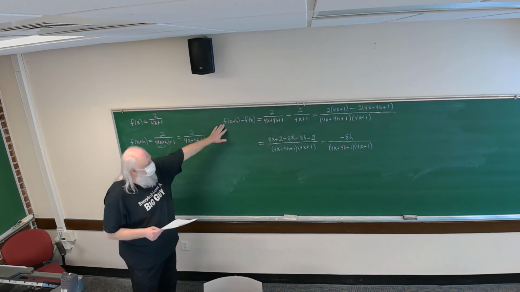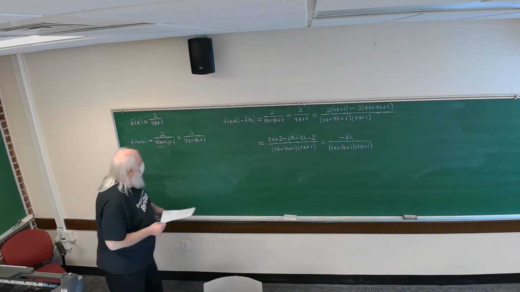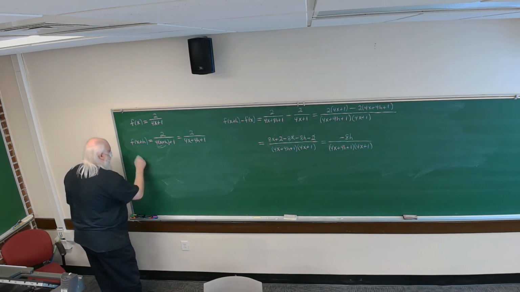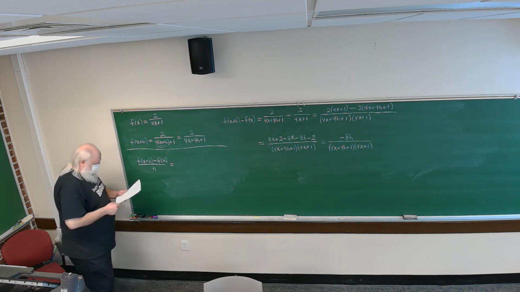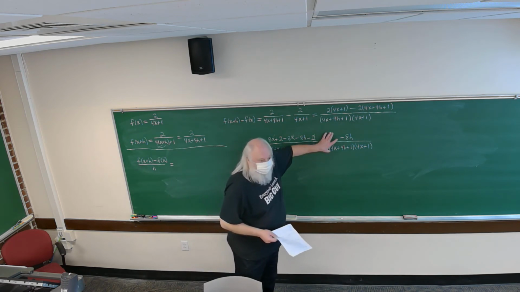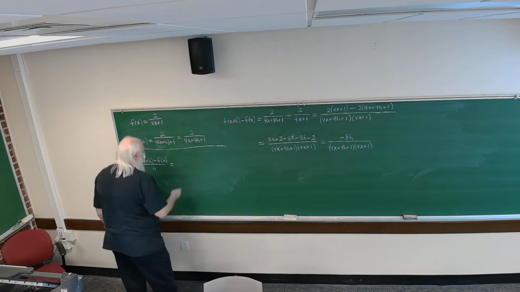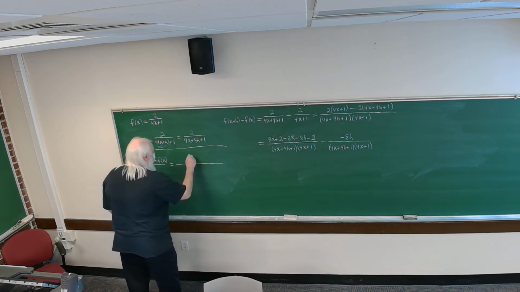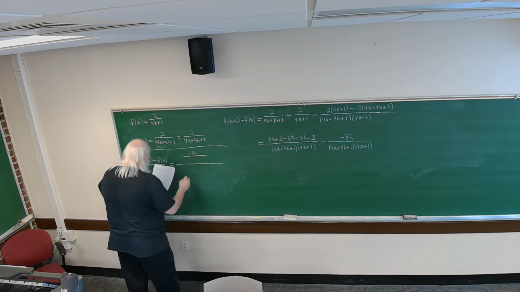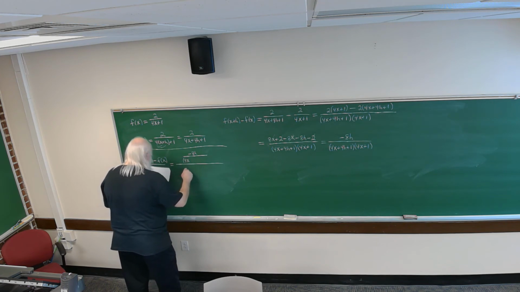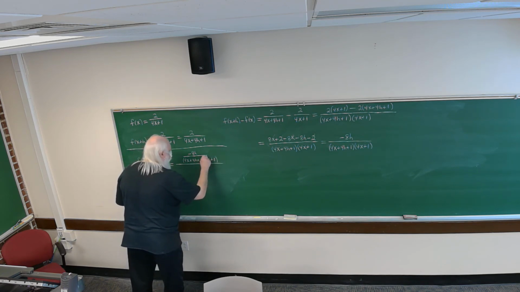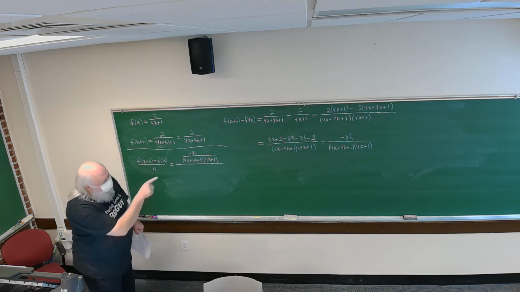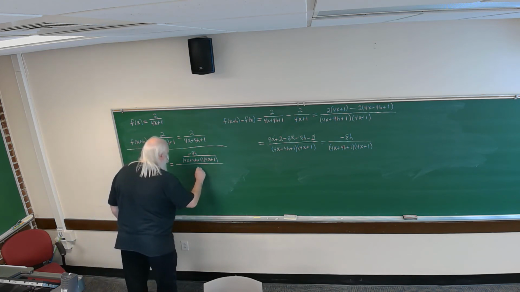Now we got to divide by h to get the difference quotient. So we have f of x plus h minus f of x over h on the left. And now we got to divide this quotient, this fraction, by h. So we have minus 8h over the common denominator 4x plus 4h plus 1 times 4x plus 1, divided by h.